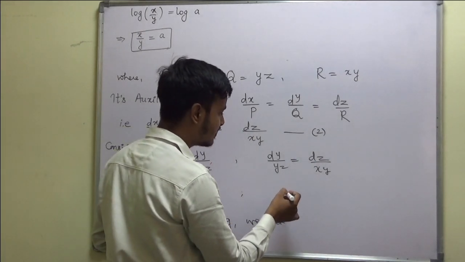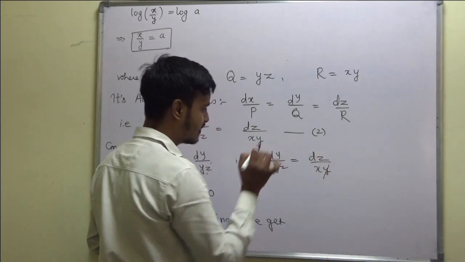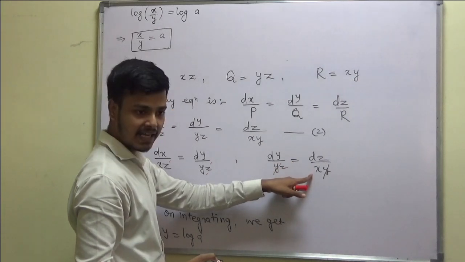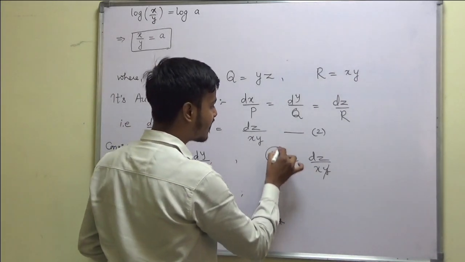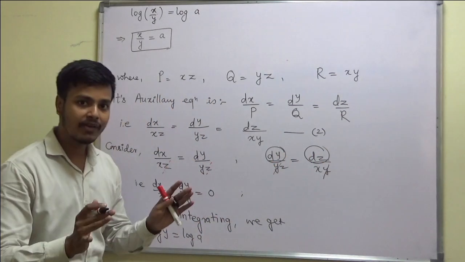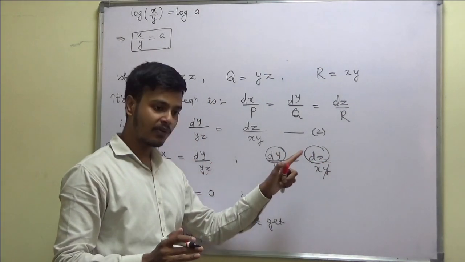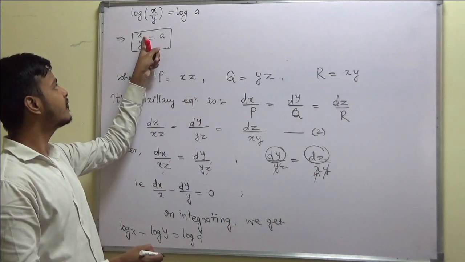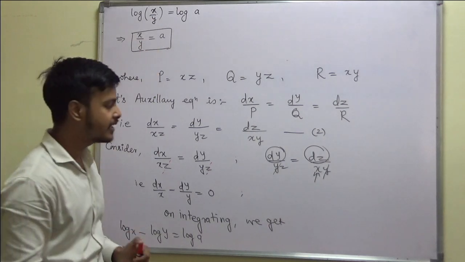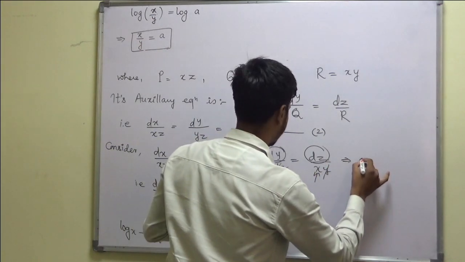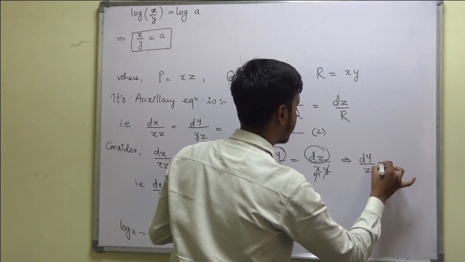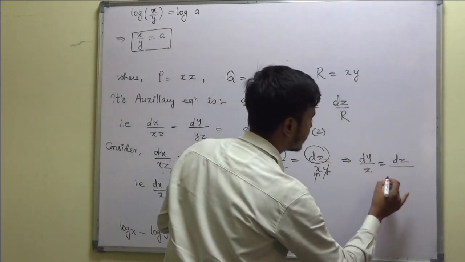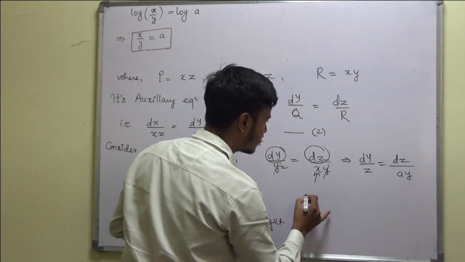Now anything gets cancelled? y gets cancelled with this. Now we have dy by z and dz by x. But we have dy and dz, so all I want is the term of y and z only. Who's creating the problem? This x is creating the problem. So I will put the value of x as ay. So this is dy by z equals dz upon x, and x is ay. Now you can separate the variables.